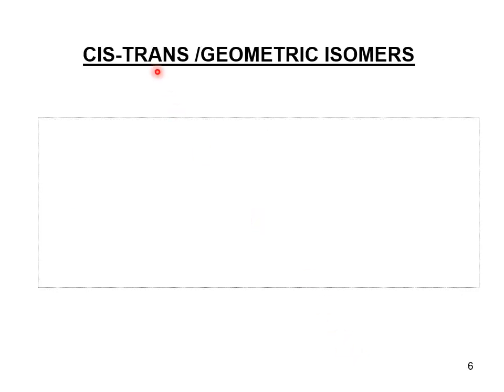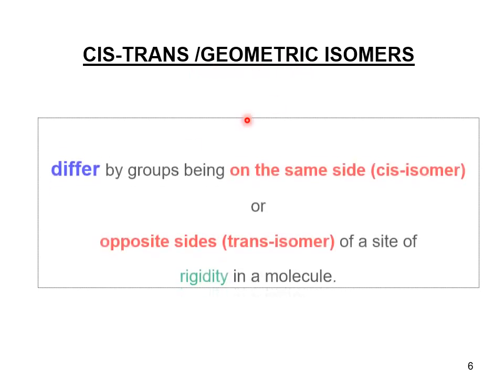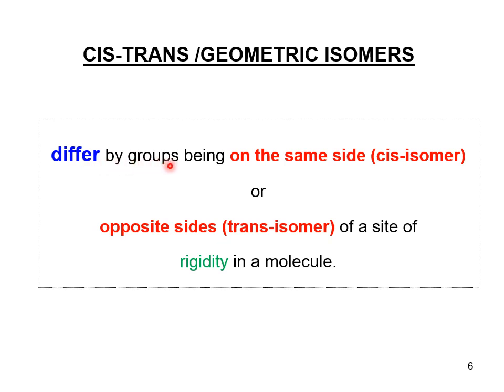So what is cis-trans, geometrical, or diastereomer isomer? They differ by groups being on the same side, cis isomer. Opposite side, we call it trans isomer, because of rigidity in a molecule. How rigid is it? Let's check.